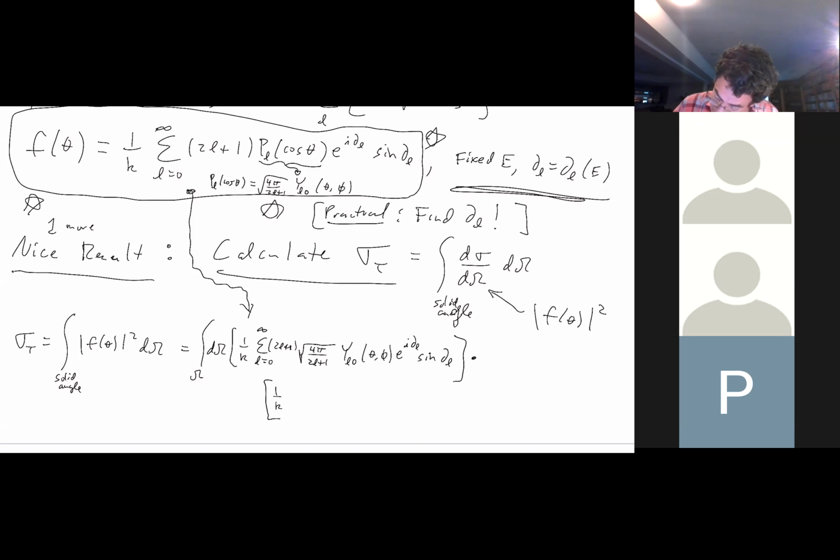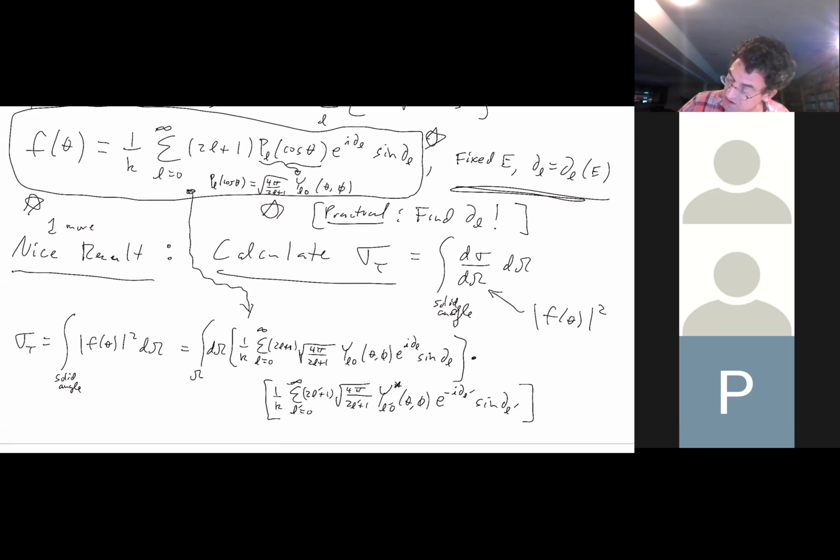It's going to be 1 over k. But now I have to do L prime equals 0 to infinity, because I'm multiplying them and I have to give it another index so I can keep track of everything. And it's going to be 2L prime plus 1 times the square root of 4 pi over 2L prime plus 1 times Y_L prime 0 of theta, phi, with an asterisk because it's the complex conjugate, times e to the minus i delta L prime sine delta L prime.